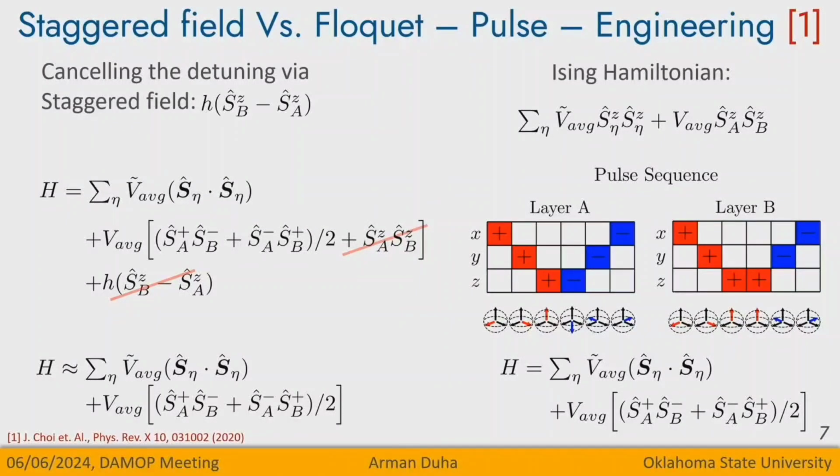We then end up with this average Hamiltonian, which looks exactly the same as this, with one crucial difference: here we have the absence of this term only up to quadratic order, whereas for the Floquet protocol, we get rid of the Ising term at the Hamiltonian level. What I'll show you in the results slides is that that's a big difference.